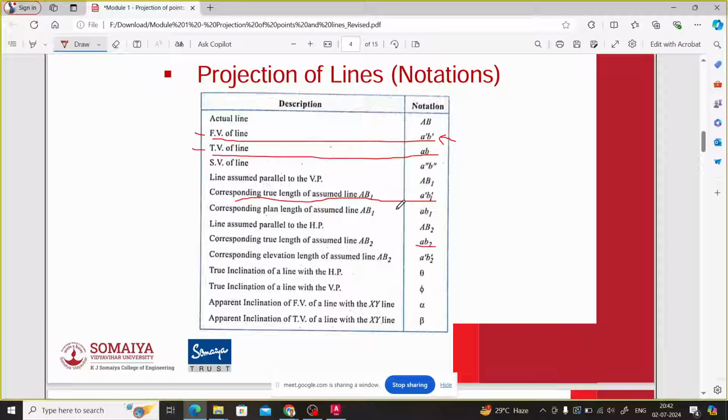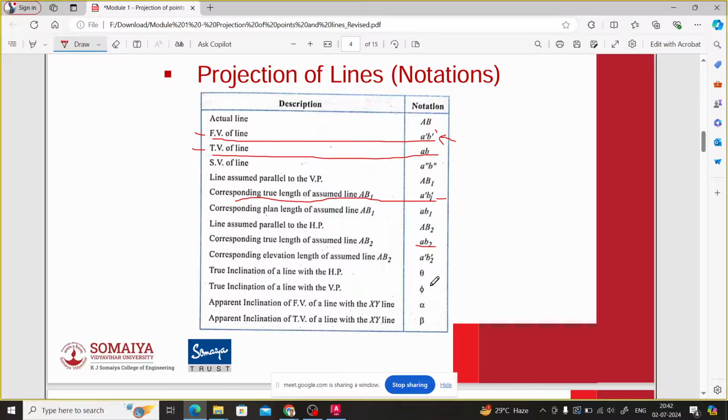Okay. These are the four important points. Front view of a line is denoted as A dash B dash. Top view of a line is denoted as AB. True length of a line is denoted as A dash B1 dash and AB2. I will tell you about this.